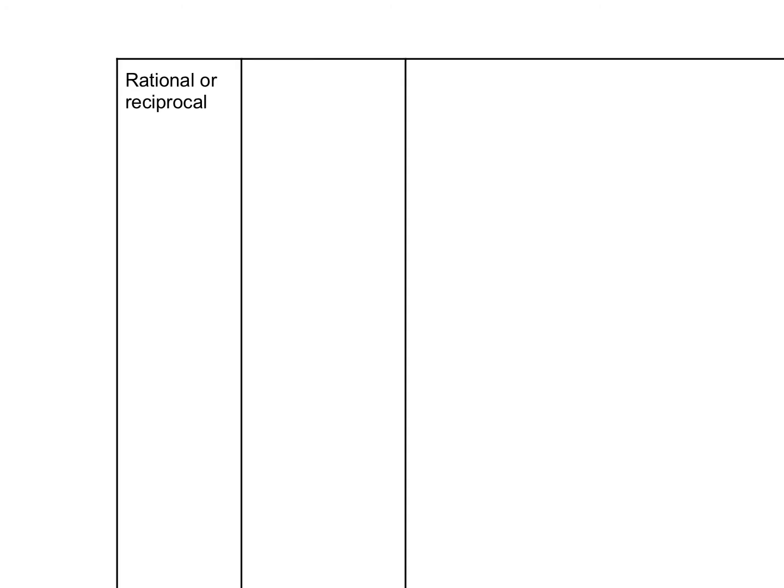Reciprocal or rational. F of x equals what? Someone impress me. What? You impress me. 1 over x. Reciprocal means to flip over, doesn't it? Good. So what is this guy going to look like?